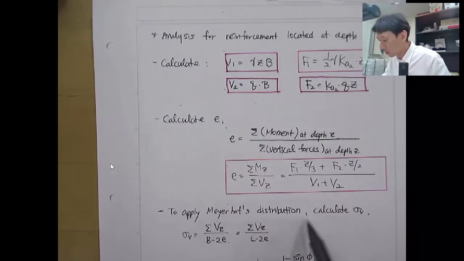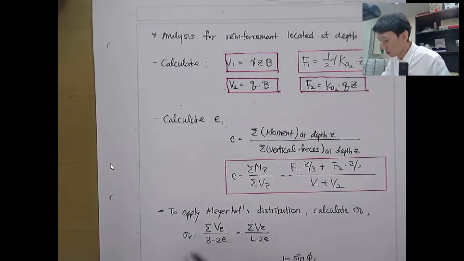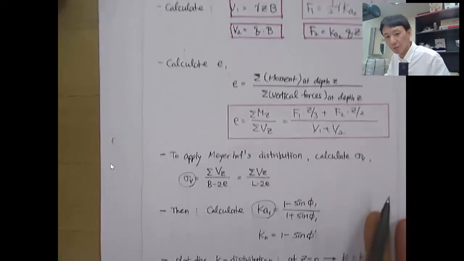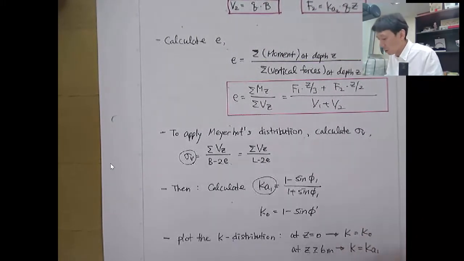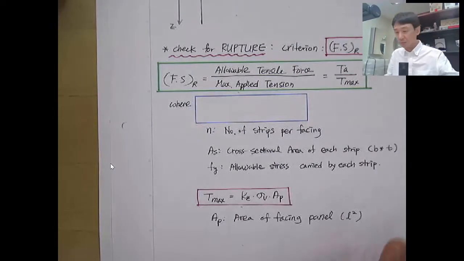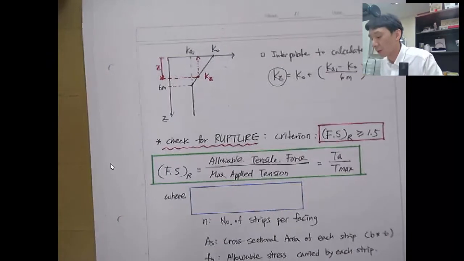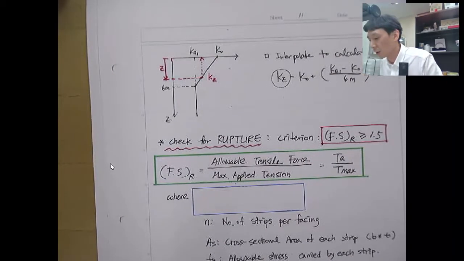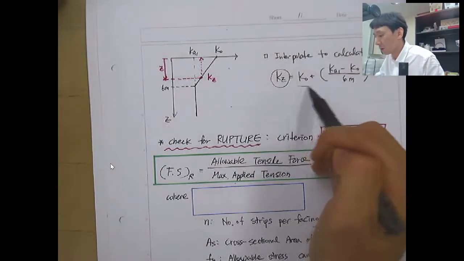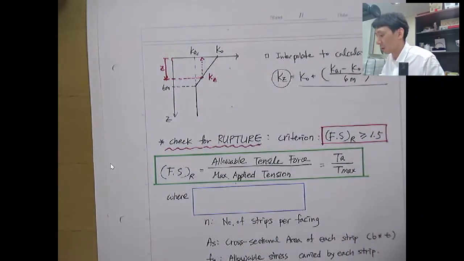To apply the Meyerhof distribution, you can calculate sigma V, the vertical stress, for the given vertical forces. Then you can calculate the lateral earth pressure coefficient, the active case Ka, and plot the K distribution. I'm sorry, you can determine the active pressure coefficient at the depth of Z using this linear curve.